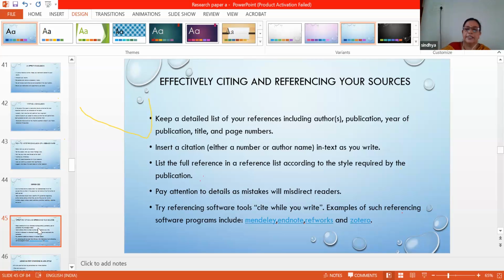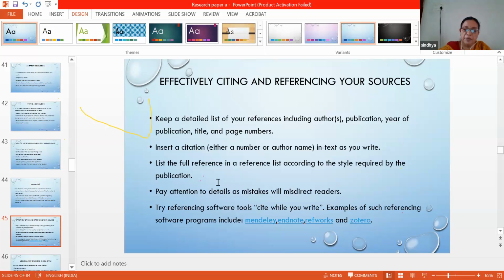And insert a citation in the text as you write. For example, while writing the introduction, we can cite the author name and year. Throughout the introduction section, we can use this format for citing the author's contribution, so that we are following ethical procedures and are free of plagiarism. So that approach you should follow. Then a full reference list must be prepared, and whatever you record, you have to select it and properly arrange it.